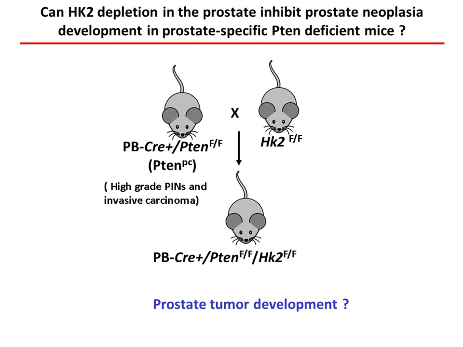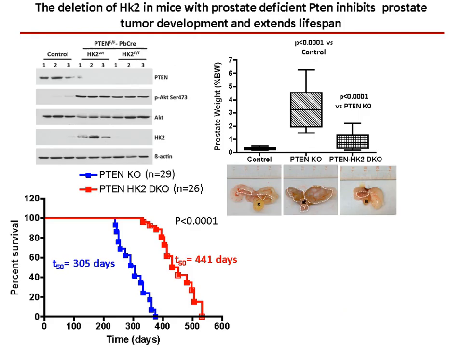The fourth type of cancer is prostate cancer. Here we employed a mouse model for prostate cancer in which the tumor suppressor PTEN is specifically deleted in the prostate of the mice. We crossed these mice with hexokinase 2 flox mice, and we asked what happened to prostate tumor development.